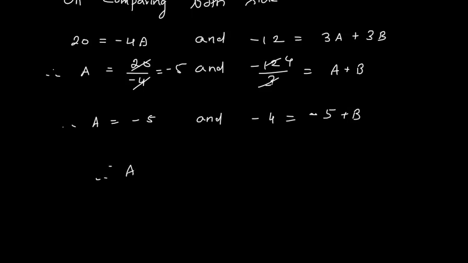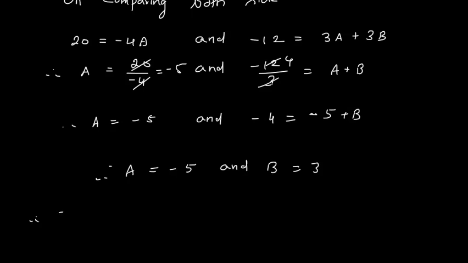So therefore a is equal to minus 5 and b is equal to 3. A is equal to minus 5 and b is equal to 3. So you get the value of a and b.